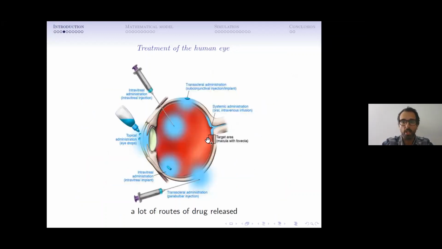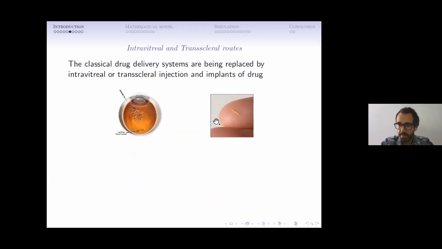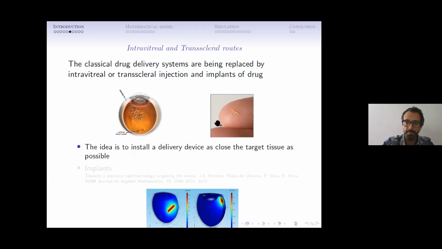So there are a lot of types of treatment, as you can see in this picture. In fact, the classical devices to treat eye disease are not efficient. So in recent years, the investigation has been related to injections and implants. The idea is to install the drug or the device as close to the target tissue as possible.